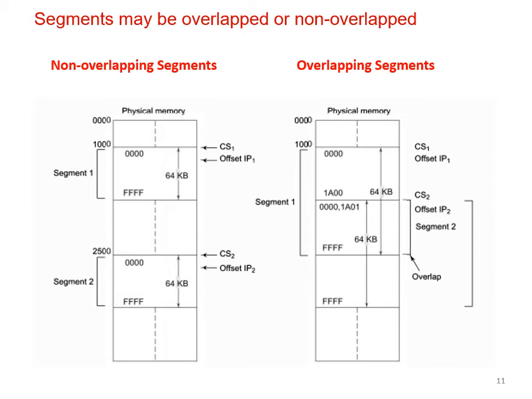Suppose there are two code segments in your entire memory, and this code segment is defined by CS1 and offset IP1. We'll discuss what the offset is later. Here CS1 will give you the beginning of that particular segment. Usually segment registers hold the beginning address of a particular segment. So the data segment register will hold the beginning address of the data segment, the code segment register will hold the beginning address of the code segment, like that.